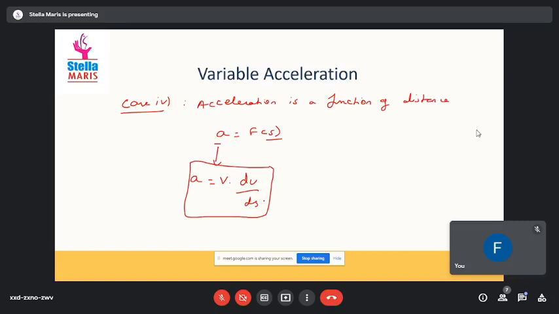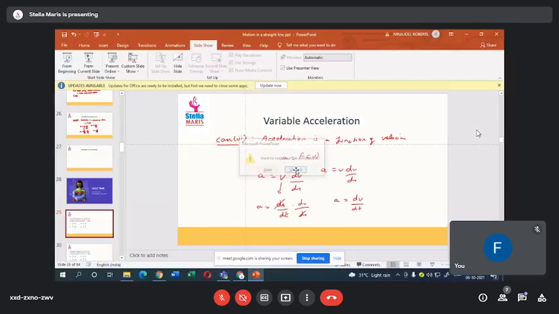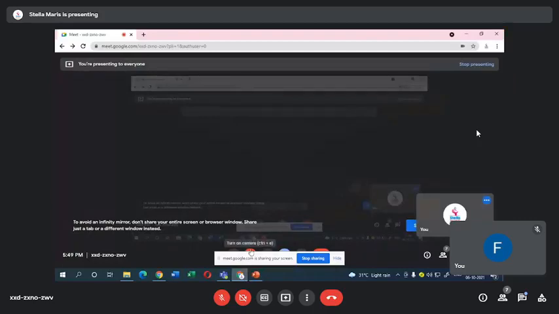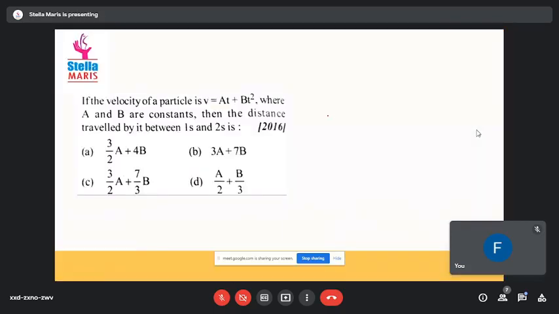Okay, yesterday we worked out an example, that is a sum from NEET 2016. So are you all clear with that sum or not? Did you have any doubts? No. So yesterday you were clear with this sum. Okay, so we'll proceed to the next one.